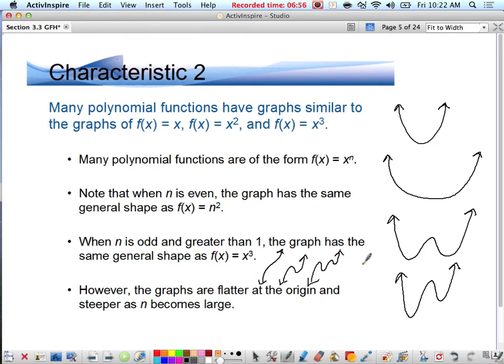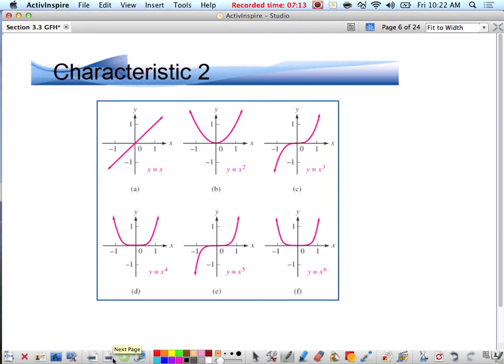And f of x equals x is just y equals x. So it kind of is its own little thing. You know, lines are. But once we get beyond lines, the other polynomials, those you can kind of draw conclusions about just by looking at them. So we're going to look right here.